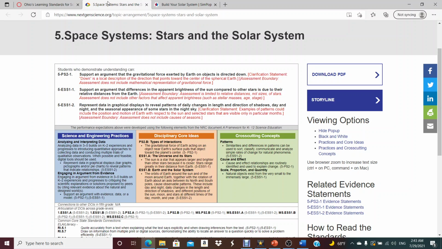Fifth grade Earth and space science: represent data in graphical displays to reveal patterns of daily change in length and direction of shadows, day and night, and the seasonal appearance of some stars in the night sky.